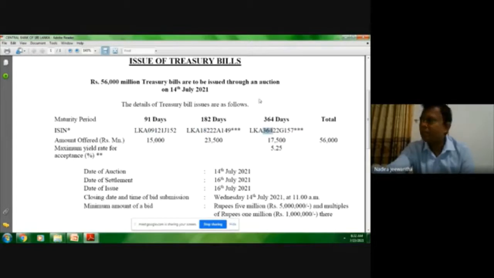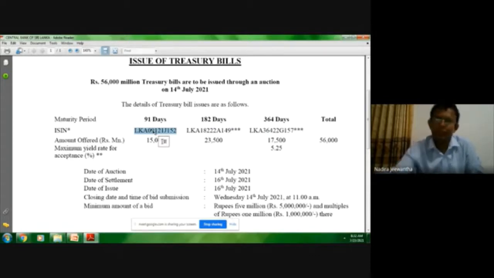So what does it mean? Basically, the ISIN, International Security Identification Number, gives us the maturity period of a particular treasury bill. If you look at this particular ISIN, you can see the original tenor of this treasury bill. What do you mean by original tenor? Now see, take the same example.